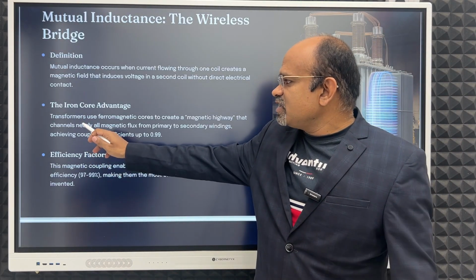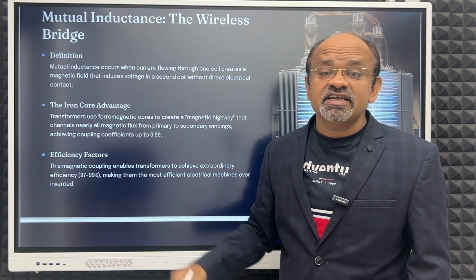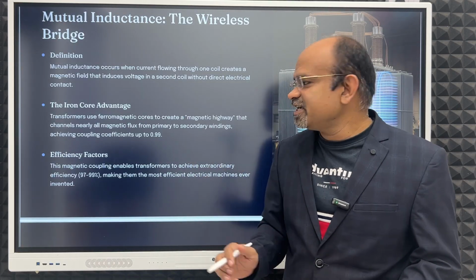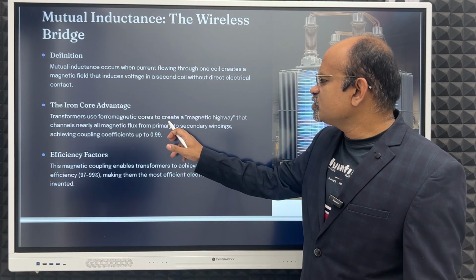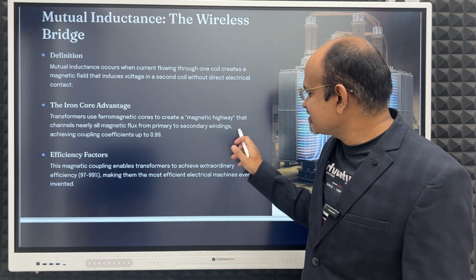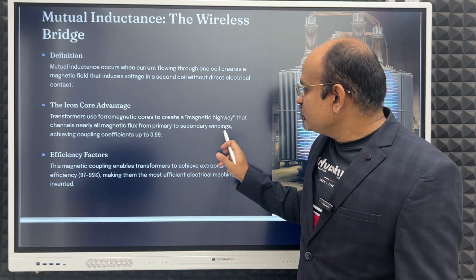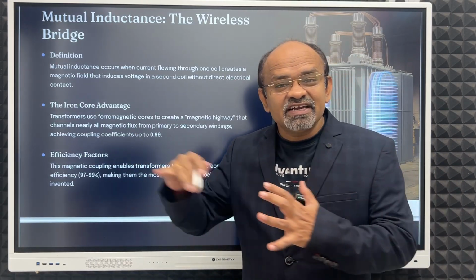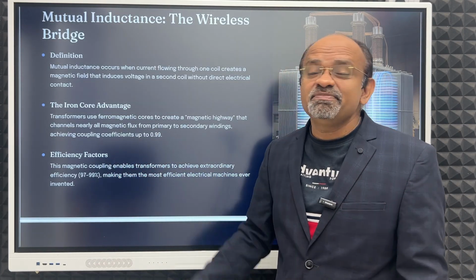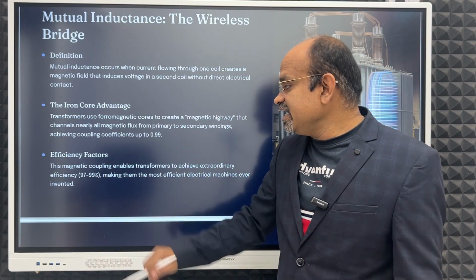The iron core advantage. Transformers use ferromagnetic cores. Ferromagnetic means it is a good conductor of magnetic flux. That is called ferromagnetic. The cores create a magnetic highway to run the magnetic flux, which channels nearly all the magnetic field from primary to secondary windings. The entire magnetic field is transferred from primary to secondary. How much? 99%. The coupling coefficient is 99%. So the efficiency is 97 to 99%.